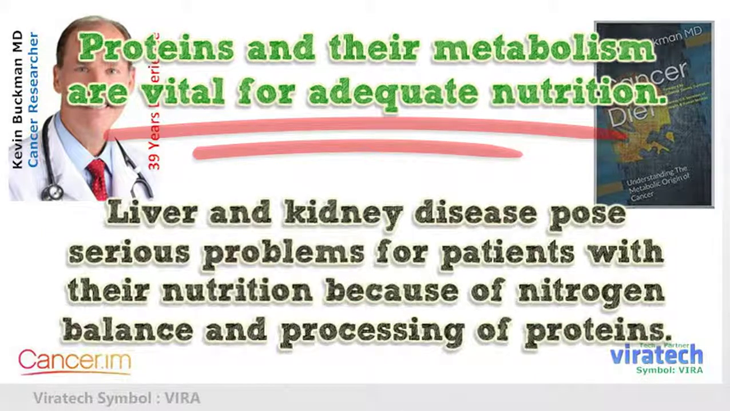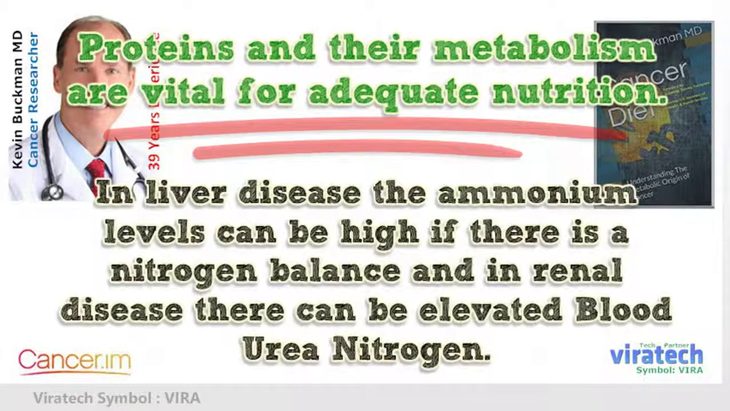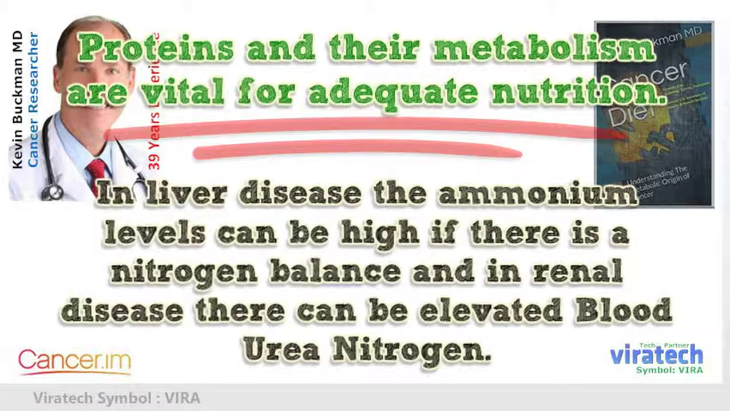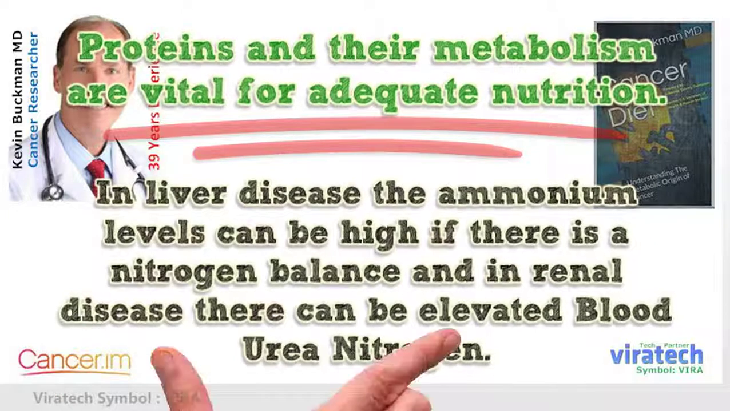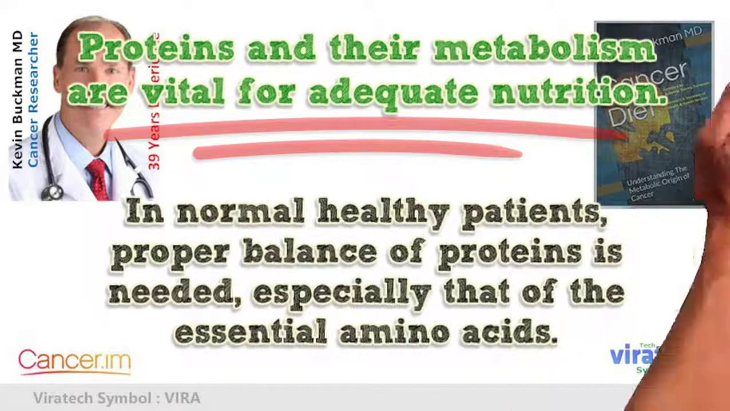Liver and kidney disease pose serious problems for patients with their nutrition because of nitrogen balance and processing of proteins. In liver disease, the ammonium levels can be high if there is a nitrogen imbalance, and in renal disease there can be elevated blood urea nitrogen. In normal healthy patients, proper balance of proteins is needed, especially that of the essential amino acids.